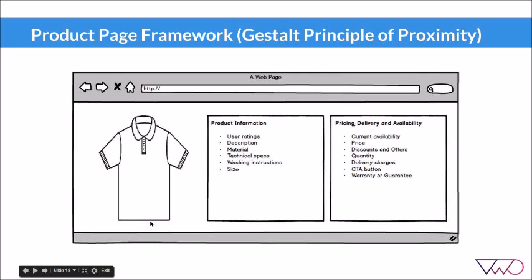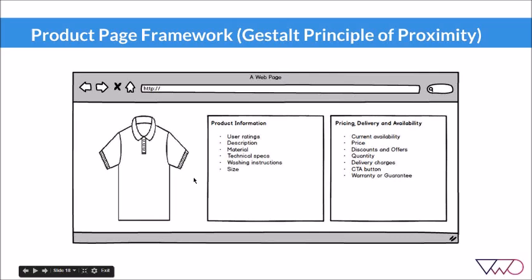So something interesting that applies over here is called the Gestalt principle of proximity. Gestalt is a German word which talks about design principles of similarity, proximity, and it was made in the 1920s in Germany. So this is a product page framework that I discussed in one of my previous webinars too, which basically talks about how information is structured in a very easy to understand manner.